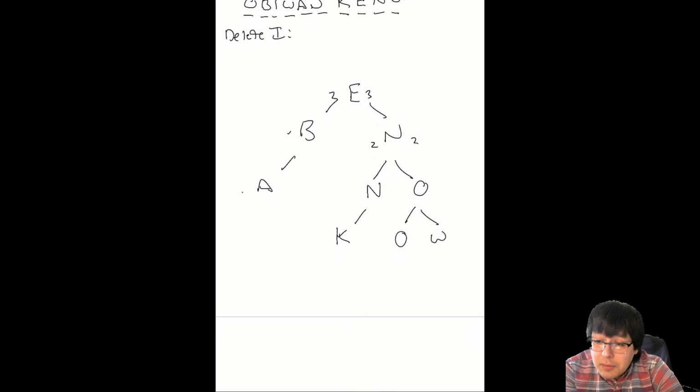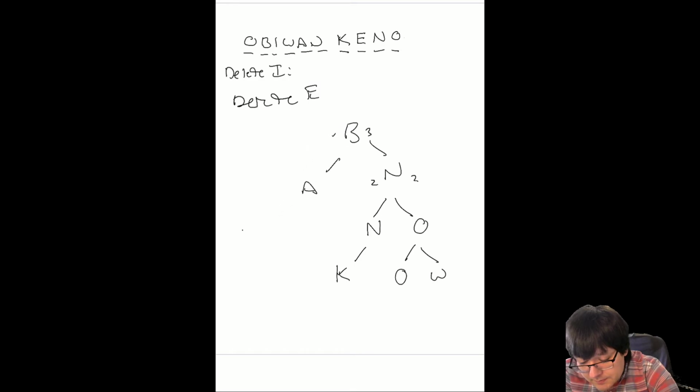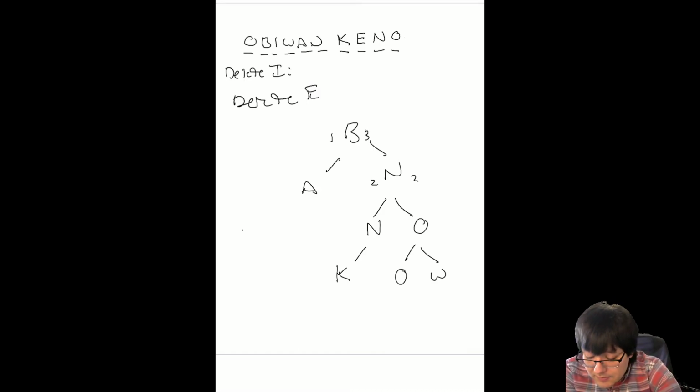let's delete the E now. That will require rebalancing, because now it's going to be replaced by the B. So now this is 1, and that's a 3. So that is definitely an unbalanced tree right there. If there's an unbalanced tree, then that's definitely it. Okay? So let us attempt to fix this.